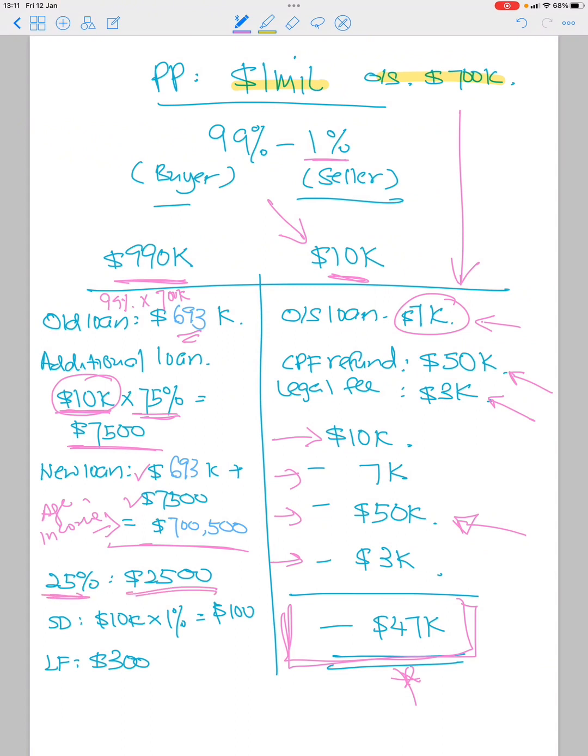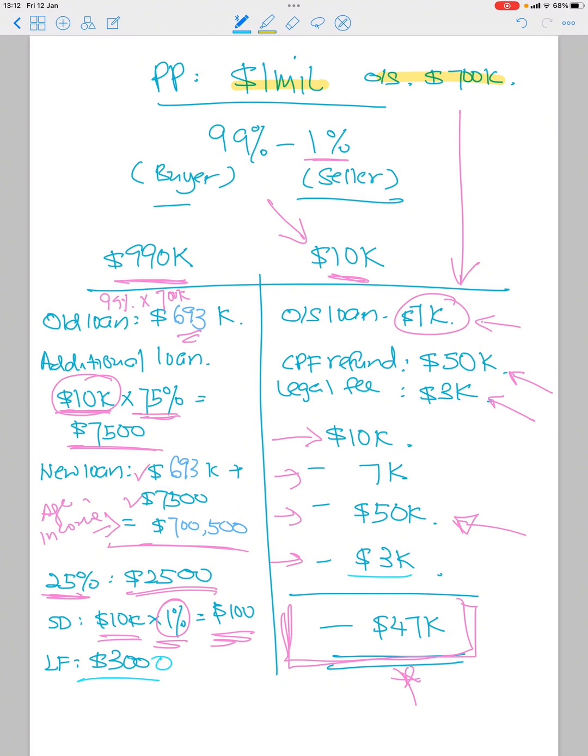Stamp duty, 10,000 times 1%. This is the formula for calculating stamp duty. For value lesser than 180K it will be $100. So legal fee, legal fee at 3,000. All in all, the legal fee here is actually around 6,000. Depending on the law firm, some can charge up to 7, 8 or 9.